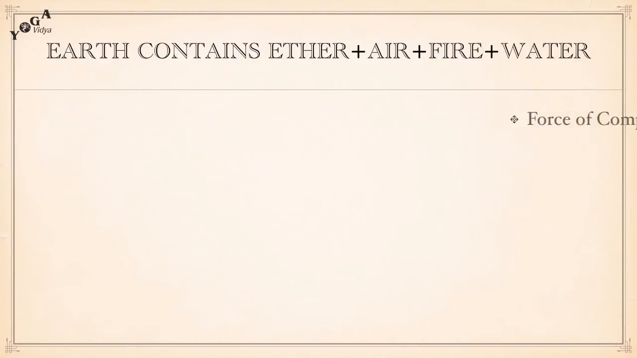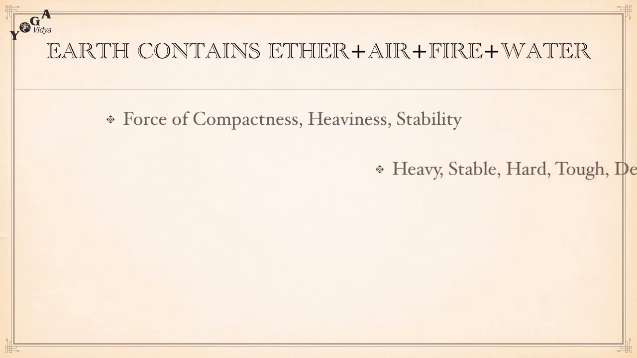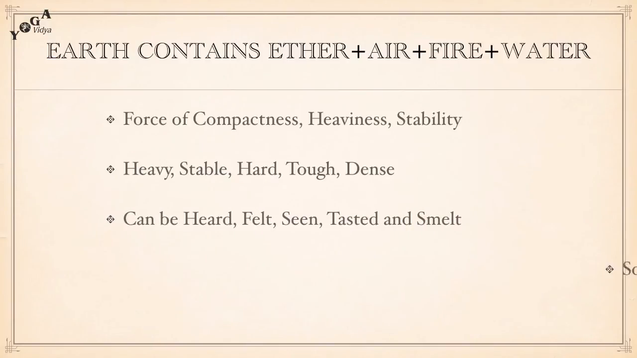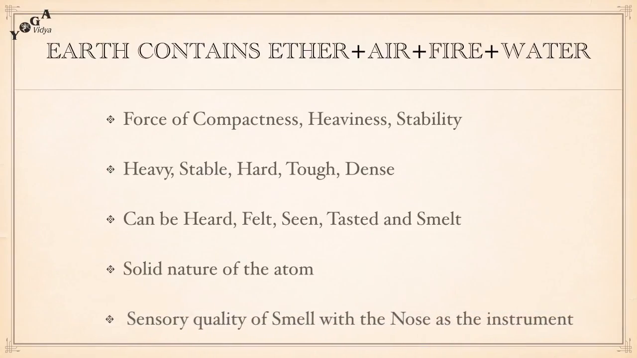Earth has all the elements and is also hard, stable and dense. It is the force of stability in matter. It can be heard, felt, seen, tasted and smelt, and has the sensory quality of smell, with the nose as the instrument. Earth matter can vary in its degree of heaviness depending on the amount of air or water which it contains. Oil or sandalwood paste is given in puja to represent the earth element.